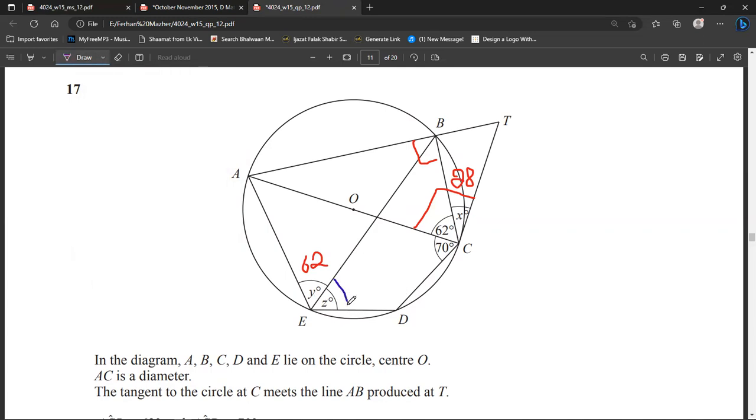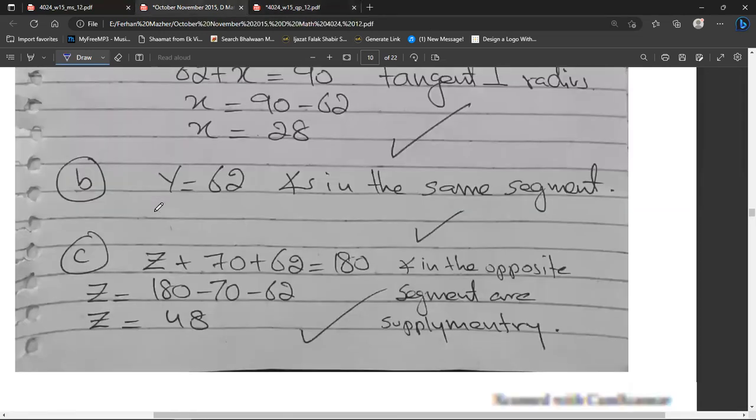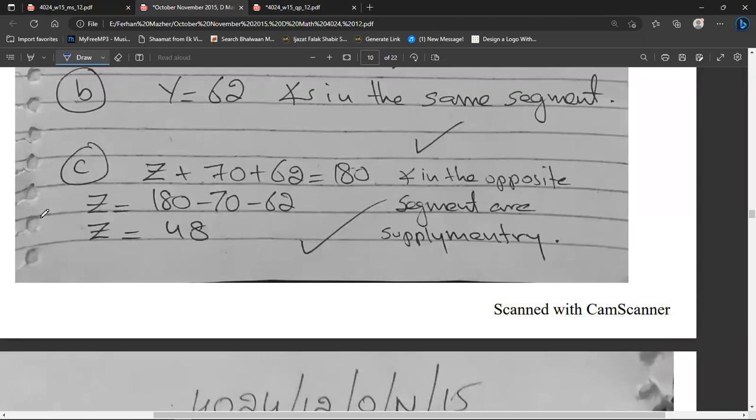This angle and this whole angle, you see this whole angle, they are the opposite angles in the cyclic quadrilateral. So their sum will be equal to 180. We say that the angles in the opposite segment are supplementary. So z plus 62 plus 70 will be equal to 180. The reason is angles in the opposite segment are supplementary.